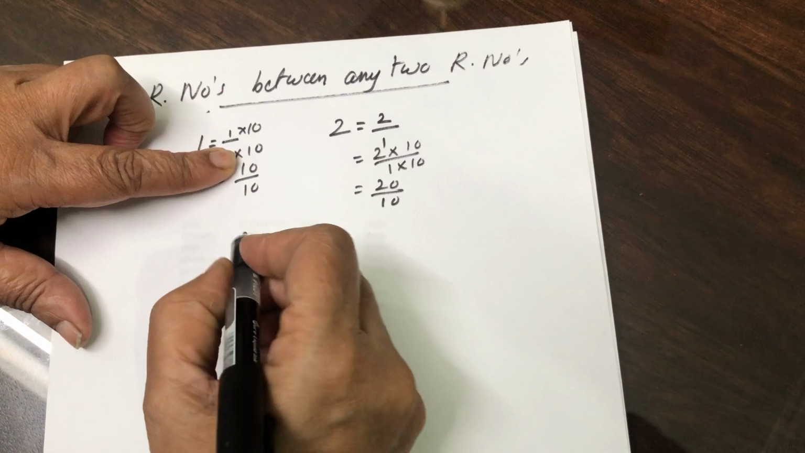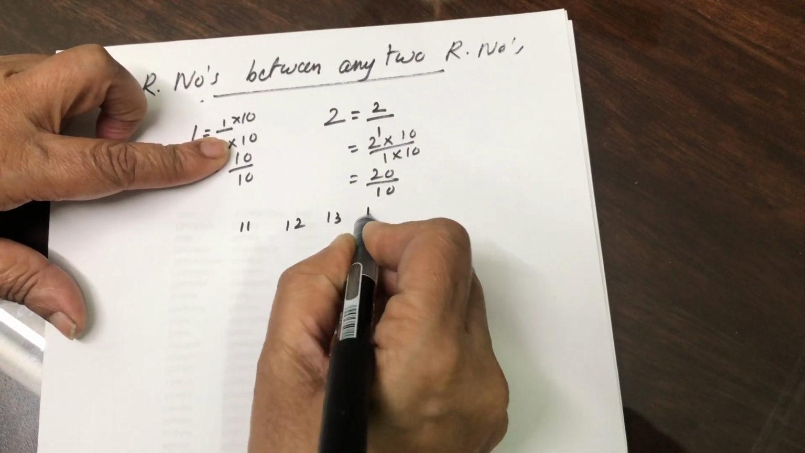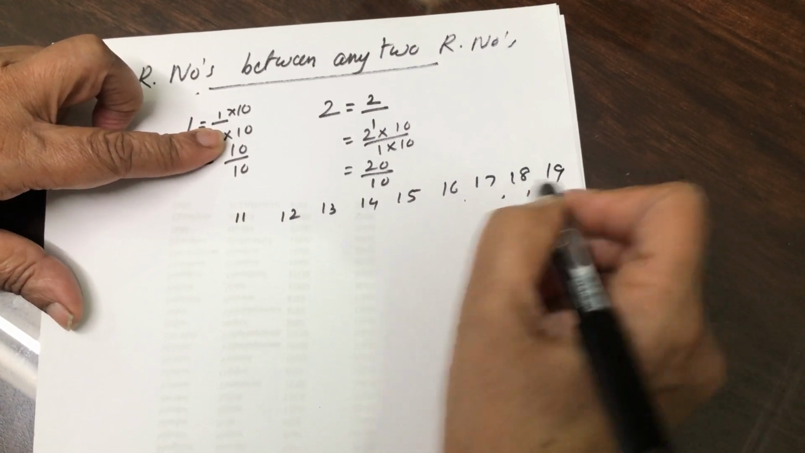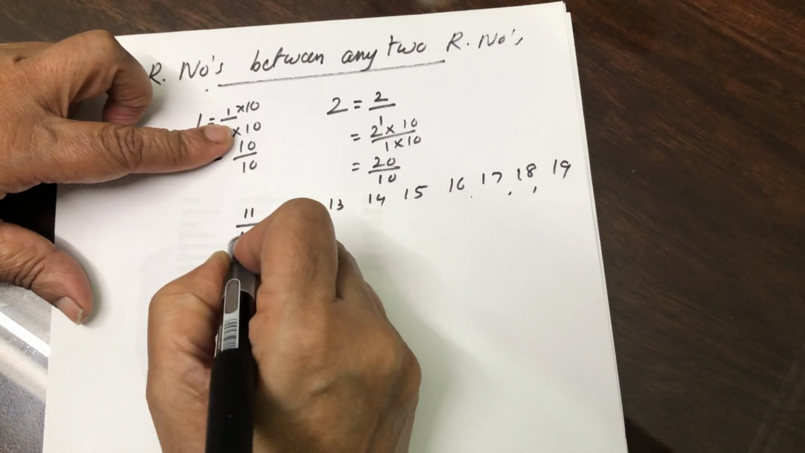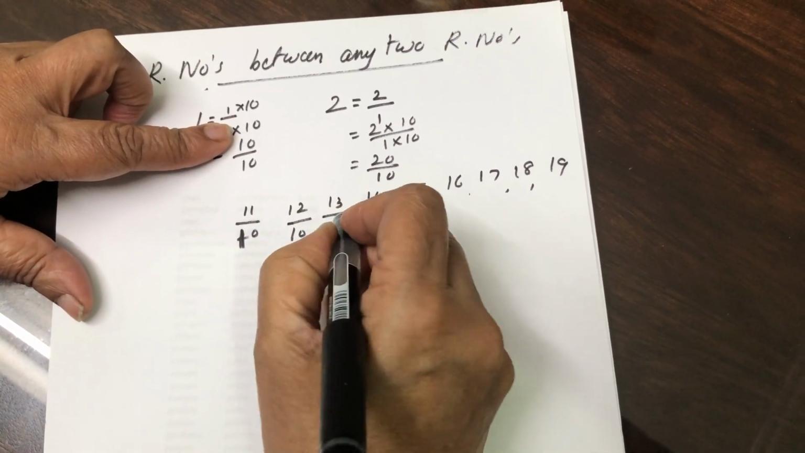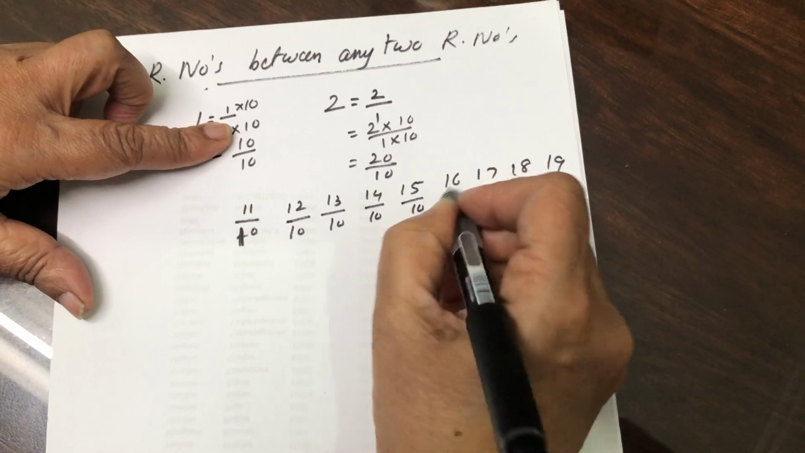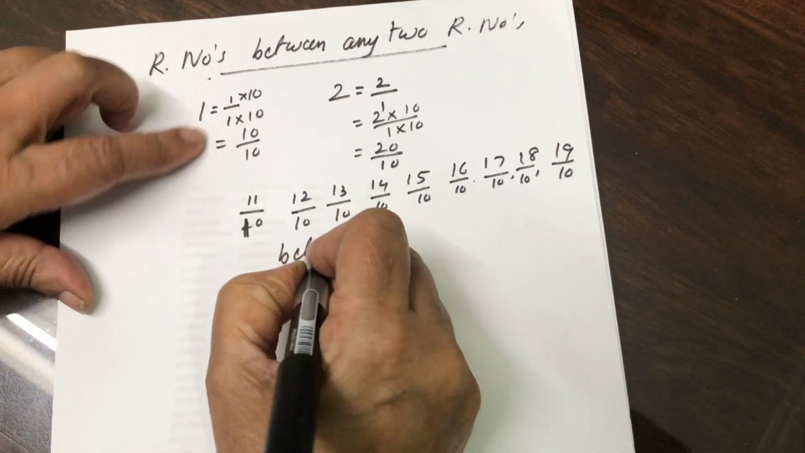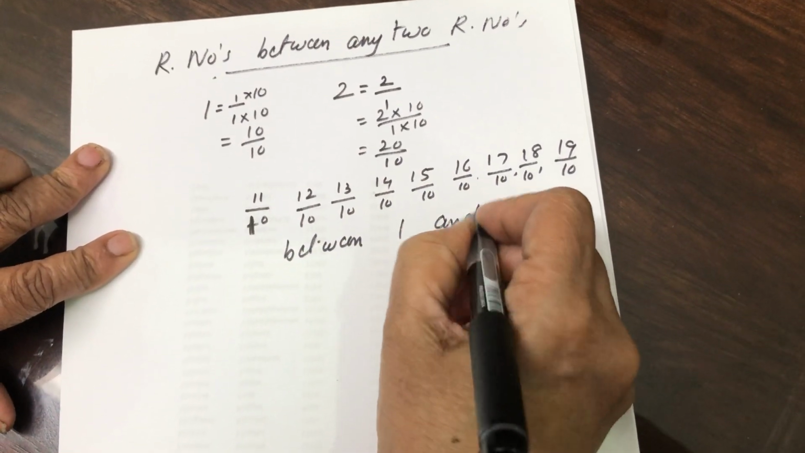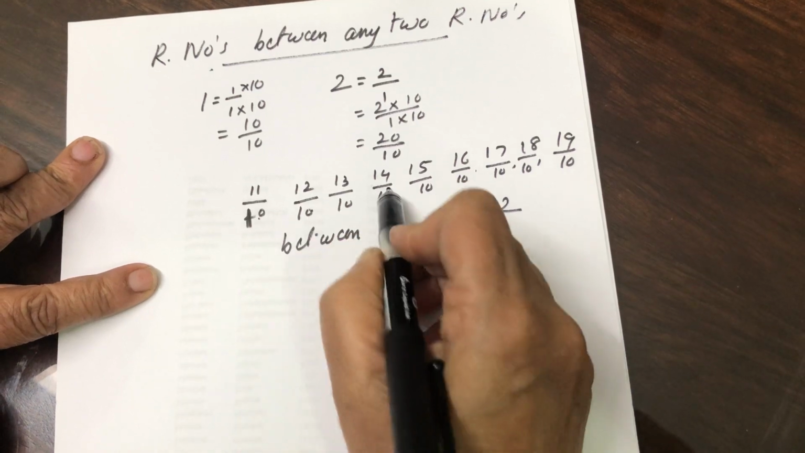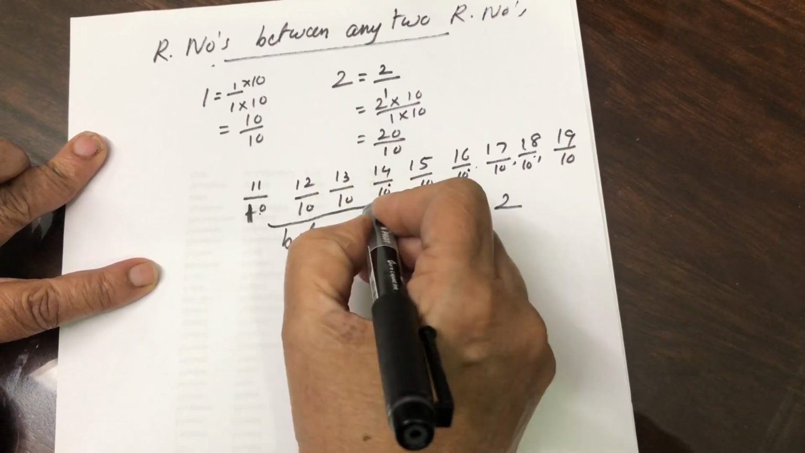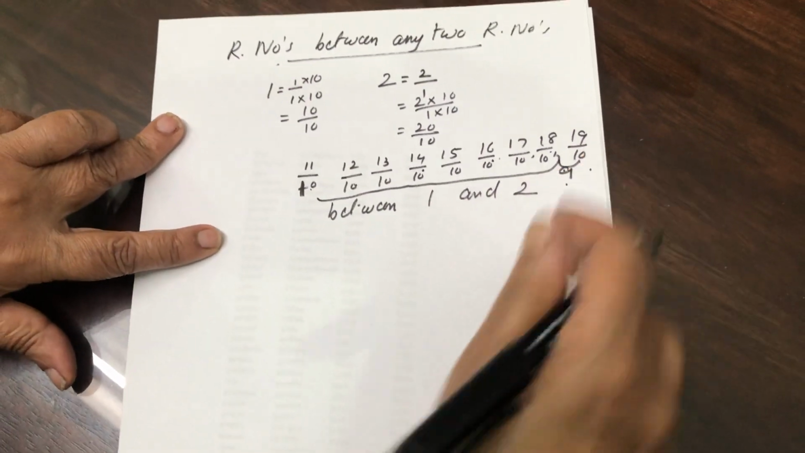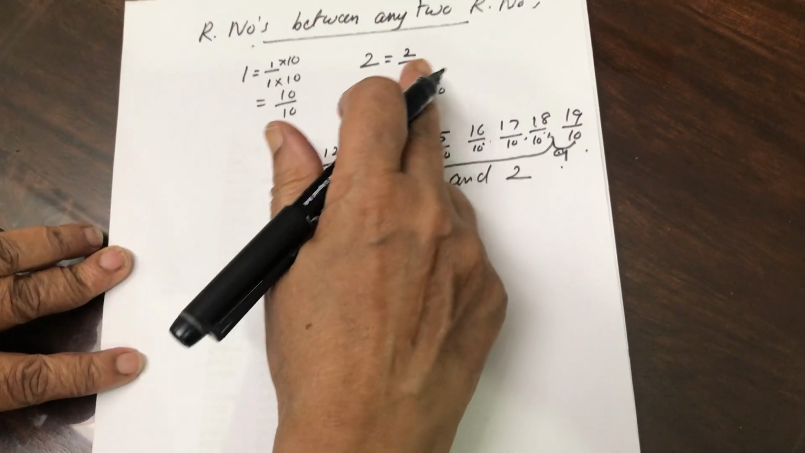In between 10 and 20, there are 11, 12, 13, 14, 15, 16, 17, 18, 19. So 11 by 10, 12 by 10, and so on, up to 19 by 10. All are coming in between 1 and 2. So how many are there? 9 rational numbers. We got them between 1 and 2. So can you take more rational numbers in between these two?